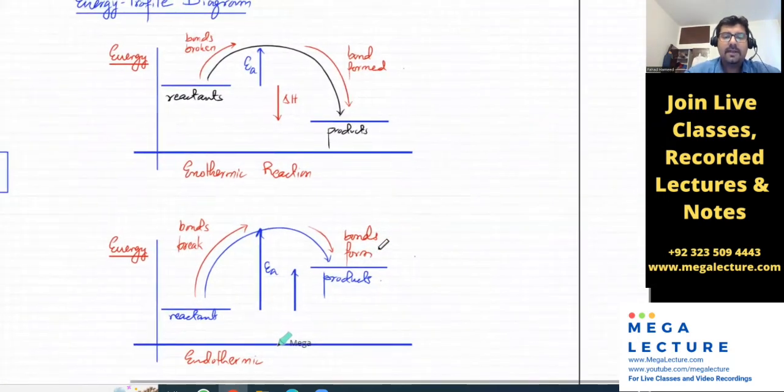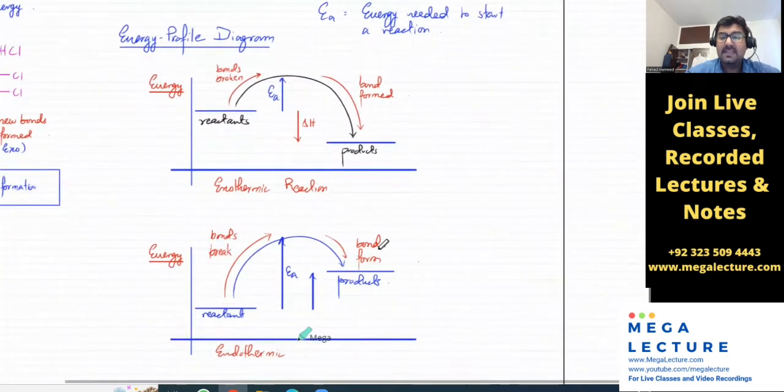Now we've got exothermic reactions, we've got endothermic reactions, we've got activation energy. You don't need to go further into this, right? You already know all of this, right? Clear, Sara?